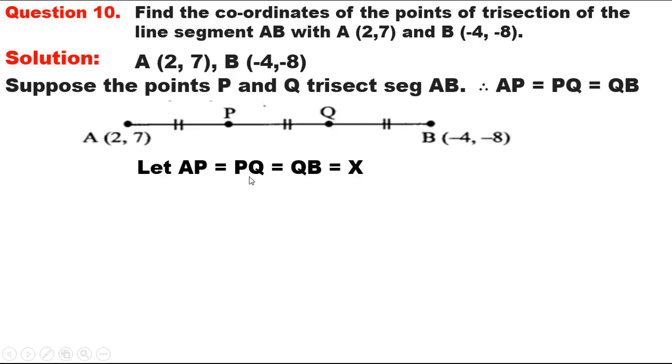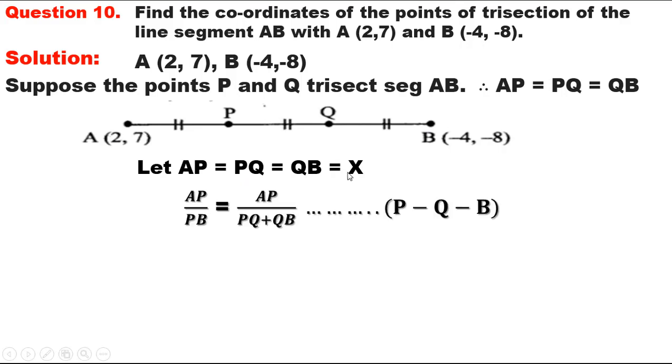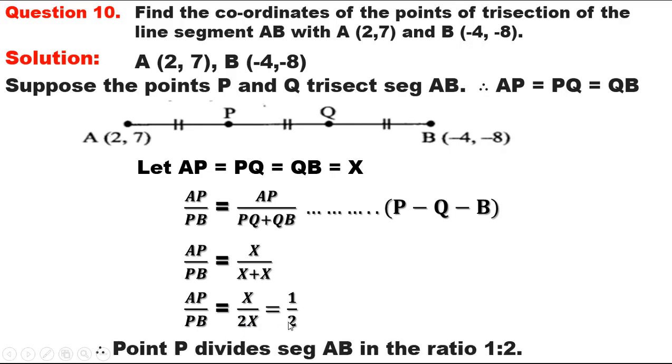Let AP = PQ = QB = x. Therefore, AP/AB = AP/(PQ + QB), so AP/PB = x/(x + x) = x/2x = 1/2. The point P divides the segment AB in the ratio 1:2.